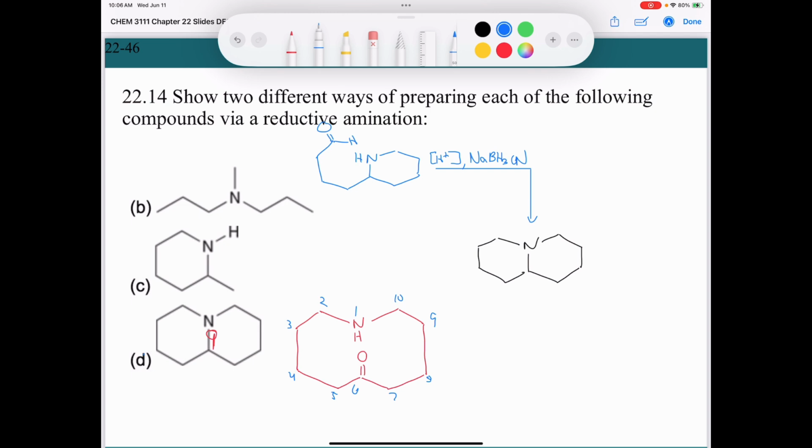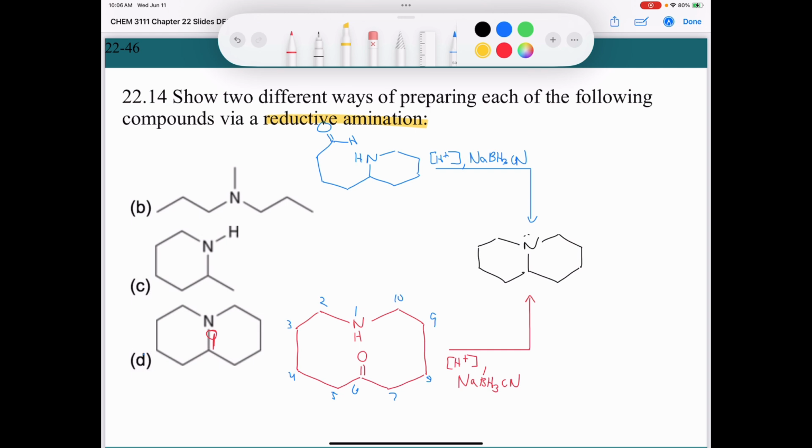All right. So again, same old conditions, right? The more you repeat them, the easier they are to remember. So catalytic amount of acid, sodium cyanoborohydride. And there you have it. So reductive amination, very important chemistry.